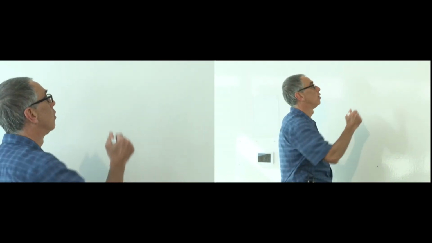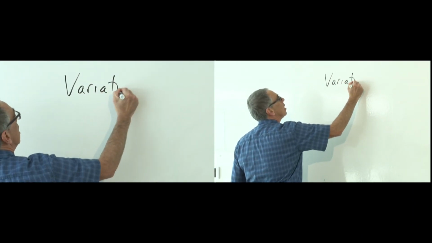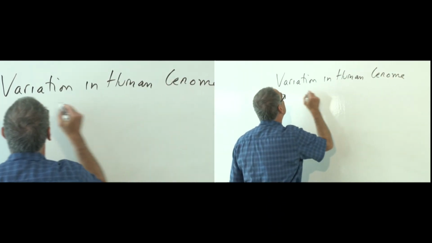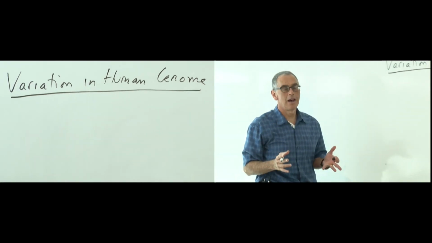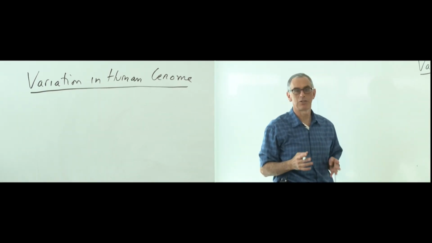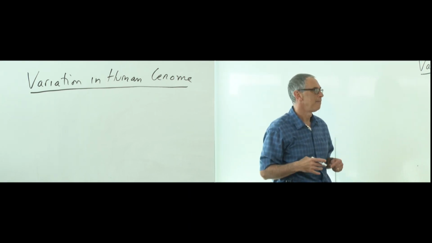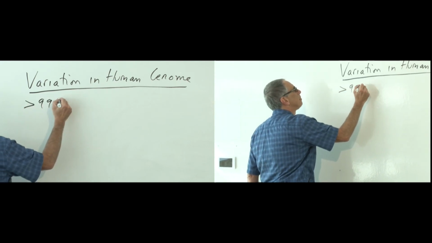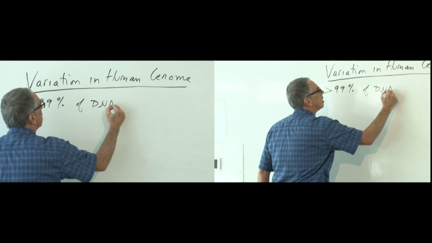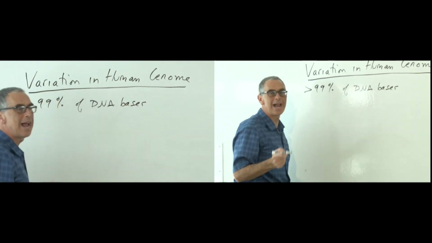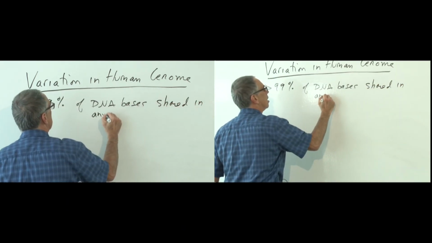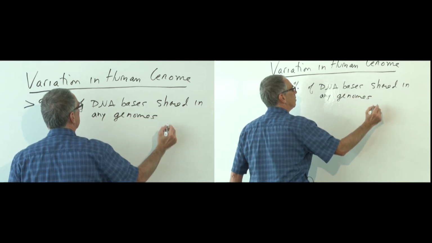All right, in this segment, we're going to talk about types of variation in the human genome. Funny enough, I have to start a discussion of variation by stressing how similar humans are to one another. If you look at multiple genomes, you will see that greater than 99% of the DNA bases are shared in any two human genomes.